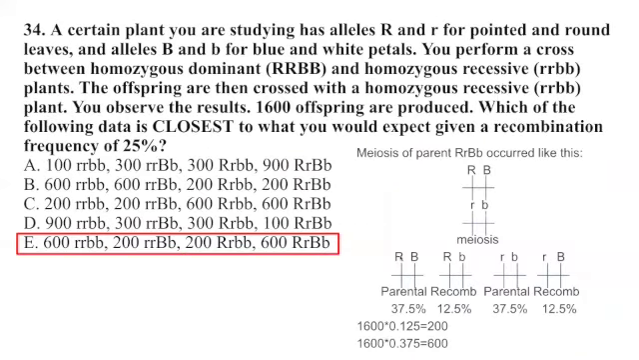34. A certain plant you are studying has alleles big R and little r for pointed and round leaves, and alleles big B and little b for blue and white petals. You perform a cross between the homozygous dominant and homozygous recessive plants. The offspring are then crossed with a homozygous recessive plant. You observe the results. 1,600 offspring are produced. Which of the following data is closest to what you would expect given a recombination frequency of 25%?